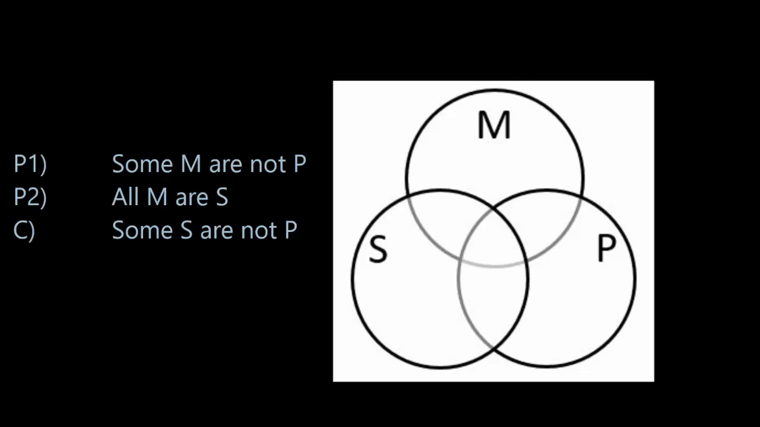Let's look at one last argument. This says some M are not P, all M are S, therefore some S are not P. Go ahead and pause the video and try diagramming it and determining whether it's valid or invalid, both from the Boolean standpoint and the Aristotelian standpoint.